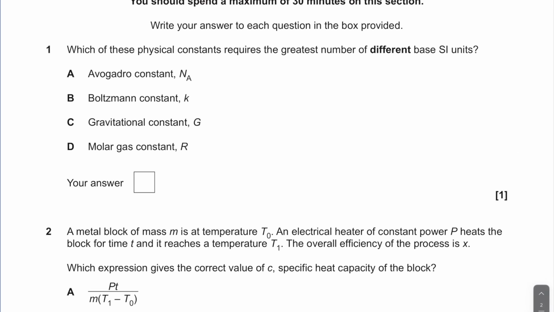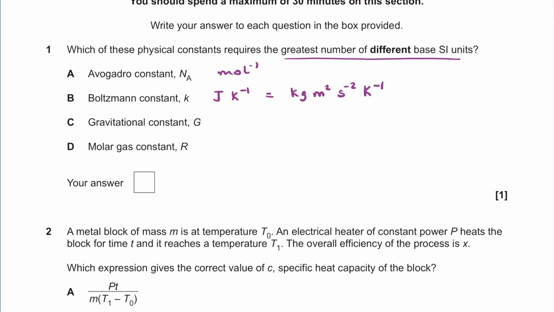In the first question, we've been asked which of the physical constants require the greatest number of different base SI units. So for A, Avogadro's constant, the unit is simply per mole, so that's out. Boltzmann constant, we know it is given by joules per Kelvin, which if I wanted to split up is going to be kilograms meter squared per second squared per Kelvin.